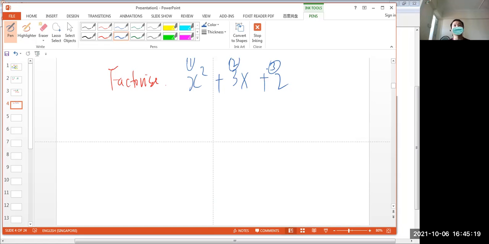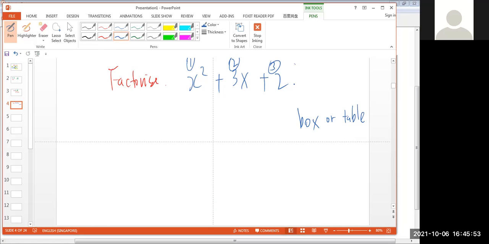So how do you factorize 3 terms? So you have to use the box method or the table method, whatever. I don't know what you call it, but I'm going to demonstrate to you what this means, what box method or table. Because different teachers call it differently, but I'm going to demonstrate to you how you can use this method to factorize these 3 terms. Okay. So number 1. Do you agree this is a quadratic equation?